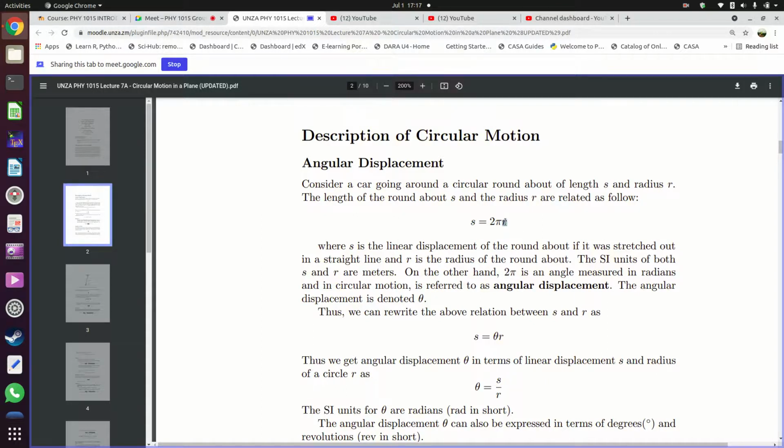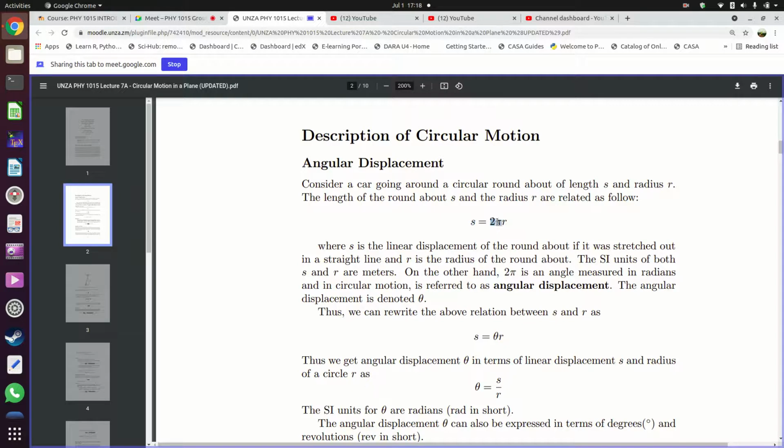So this is the first connection we get here. If you have a circle of a certain length, and you know the radius, there is a connection between the length of the circle, which is S, and the radius of the circle, which is r. And that connection is S is equal to 2 pi r. Here r is the radius of the circle, and S is the length or the circumference of the circle. The question is, what is this bit here?